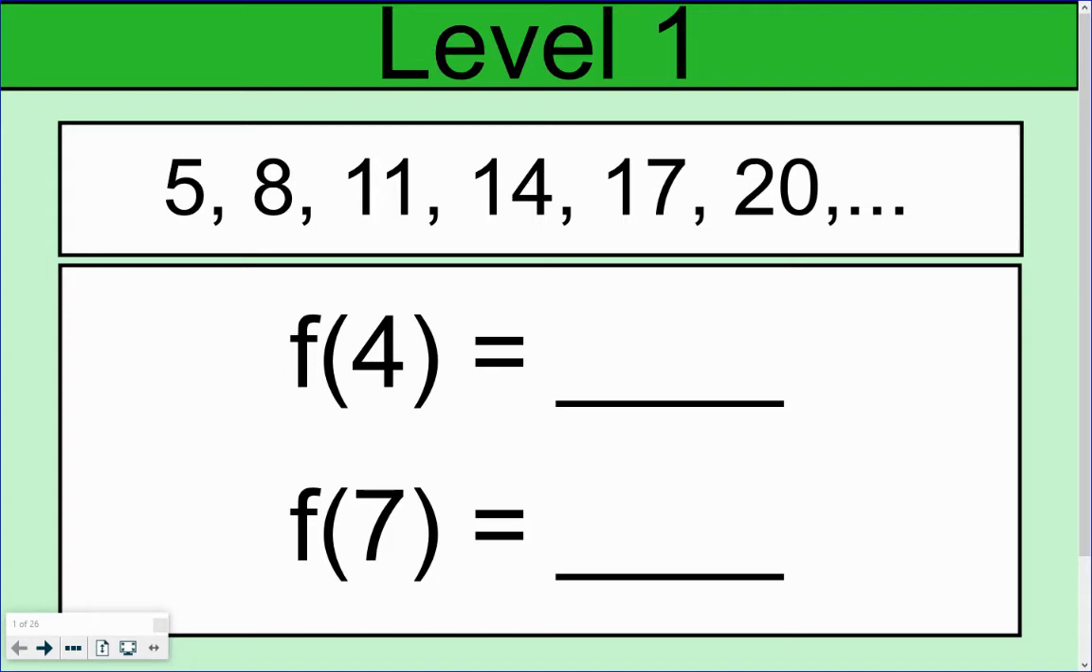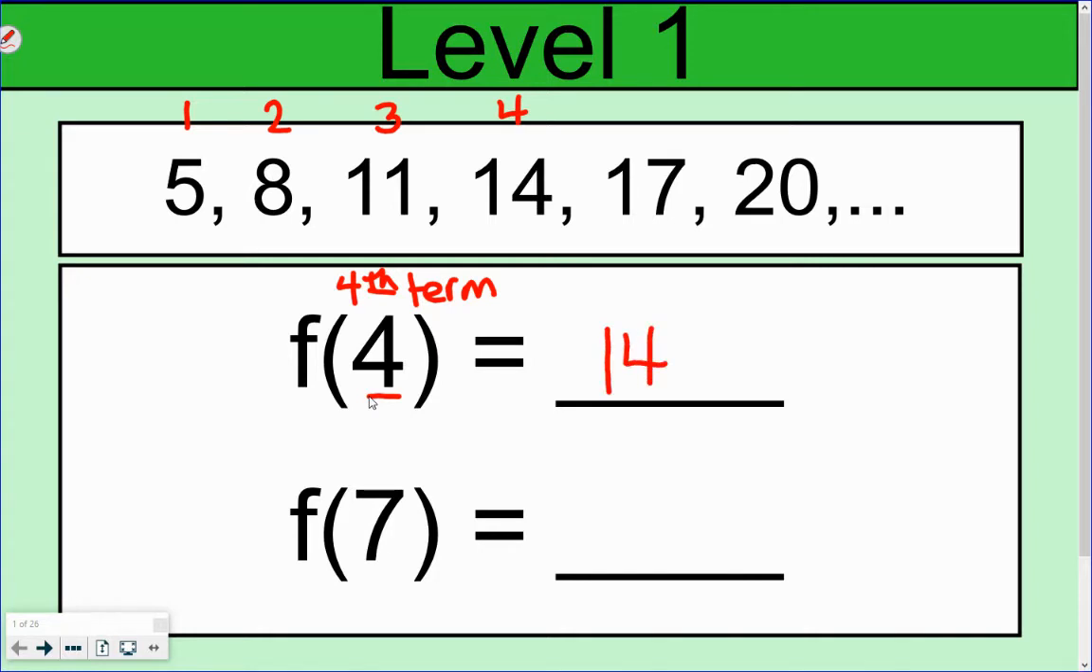Today we're going to get a little more in depth with our sequences and talk about different positions in a sequence. So if I'm asking you to find f of 4, this is saying I want the fourth term in the sequence. So this is my first term, this is my second term, third term, fourth term. So f of 4 is going to equal 14.